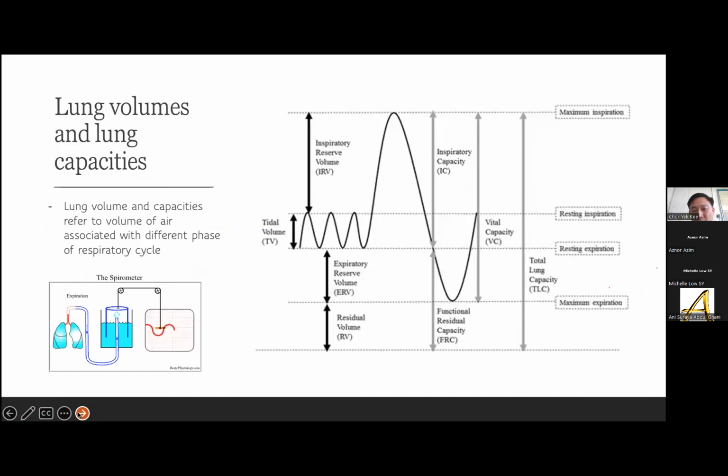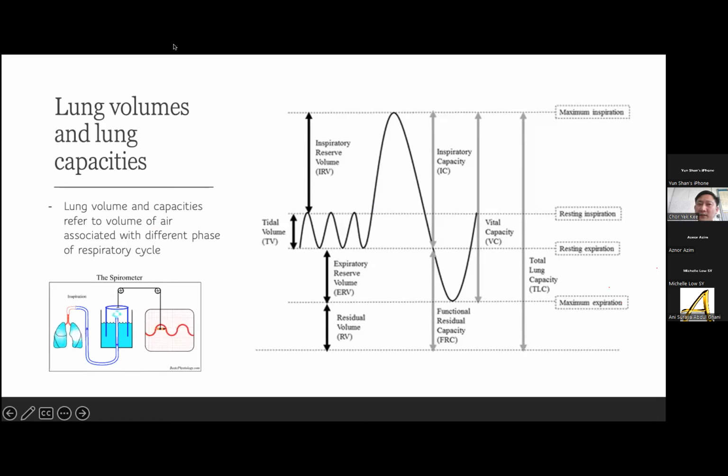Next. Okay, now this is a very important graph. When you look at the ventilator, there is an inspiratory tidal volume and an expiratory tidal volume. So which one is more important, or more reflective of the patient's tidal volume? Expiratory. Why is expiratory more reflective?